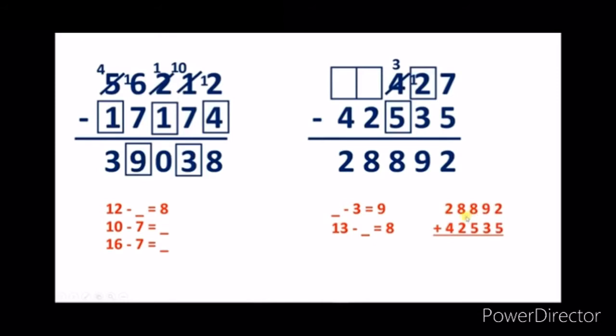So we do 28,892 plus 42,535. That gives us the number that we were subtracting on, which is 71,427. So then to check, we just do the subtraction and make sure it worked. And again, make sure to cross out anything written in the digits box that isn't the missing digit so that your answer is clear.